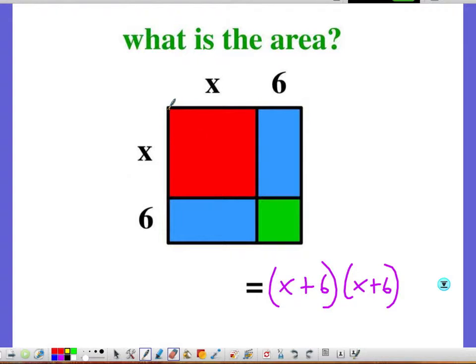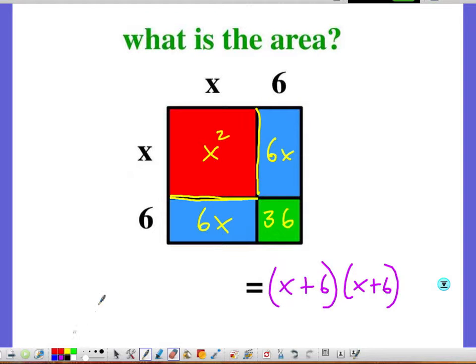So if I wanted to find the area of the red shape here, I have a length of x and a width of x. X times x gives me x squared. This blue rectangular shape here has a length of x and a width of 6. 6 times x gives me 6x. Here, this blue rectangular shape has a width of x and a length of 6. Multiply those together, that gives me 6x. And this green shape right here has dimensions of 6 by 6, which is 36.